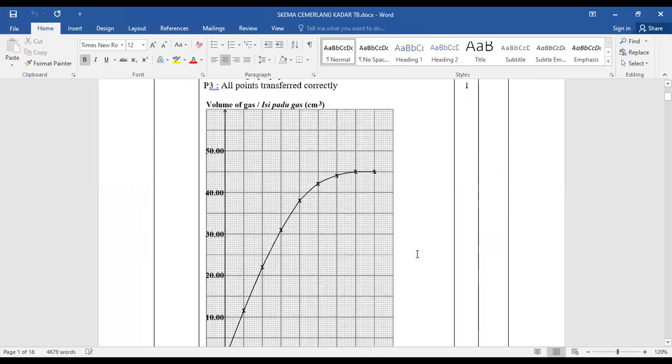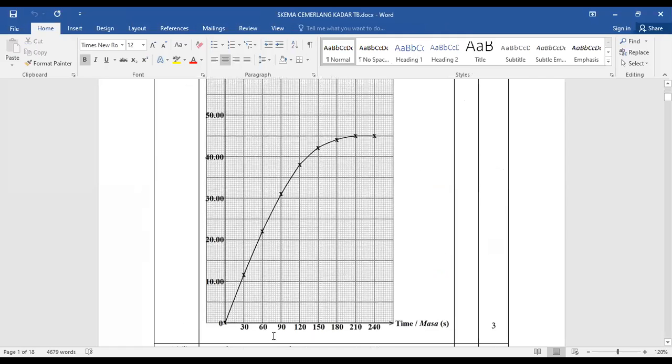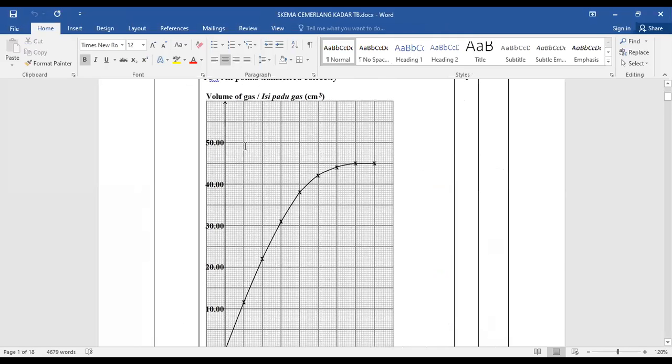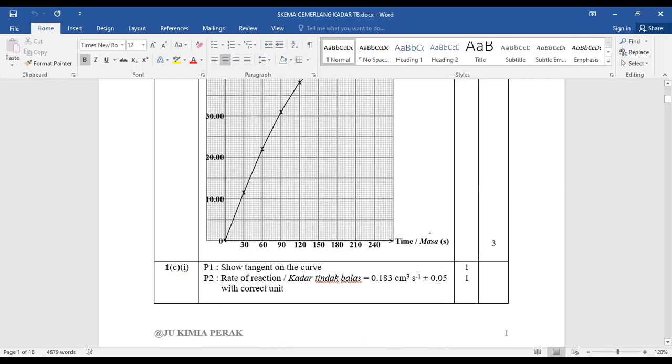Can you see this graph? Make sure you are putting this as the uniform scale. Uniform scale means if from here to here is 10, so from 10 it will be 20. Okay, and this is the y-axis, uniform scale as well. Now, can you see the title? The title with the unit written. If you have no unit written, then you are going to lose your marks.